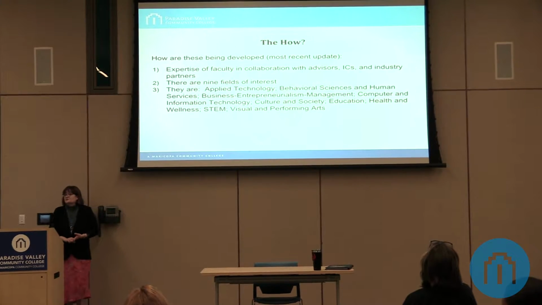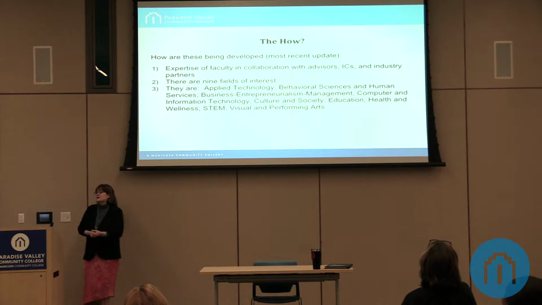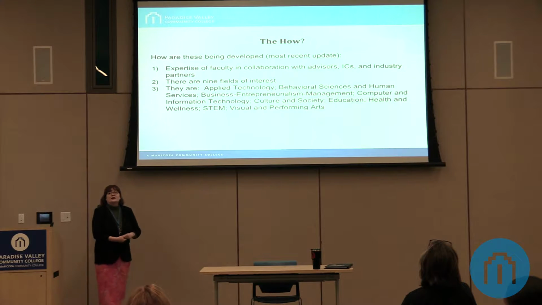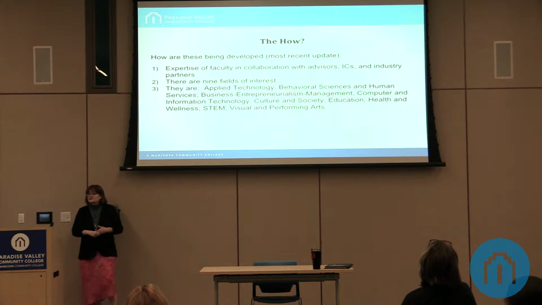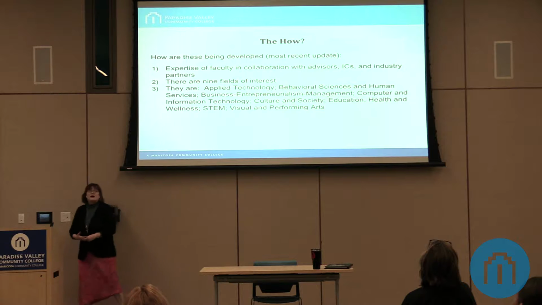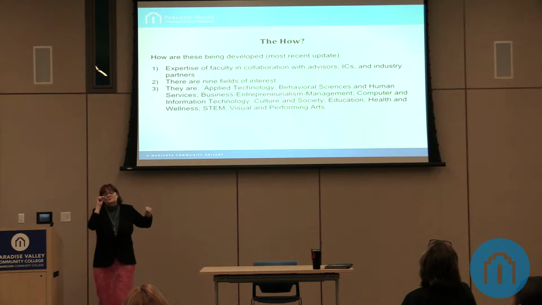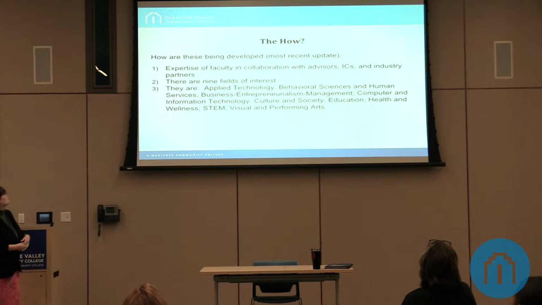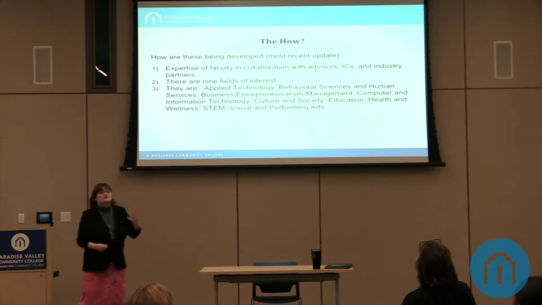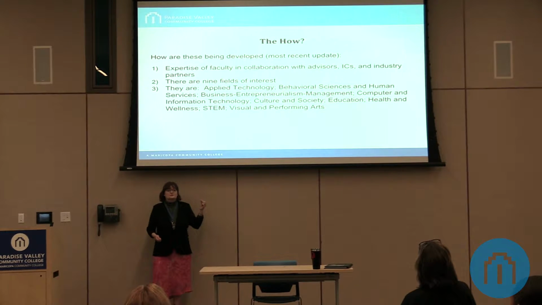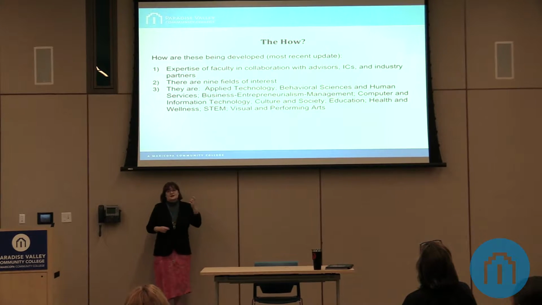So the fields of interest were done by a collaboration with faculty advisors, industry partners, and the instructional councils. And the version 1.0 that just was announced has 9 fields of interest. So students from day one will identify with one of these fields of interest, and they're all listed there. From the very start, even if they don't know specifically what degree program they want, they at least are in that field of interest.